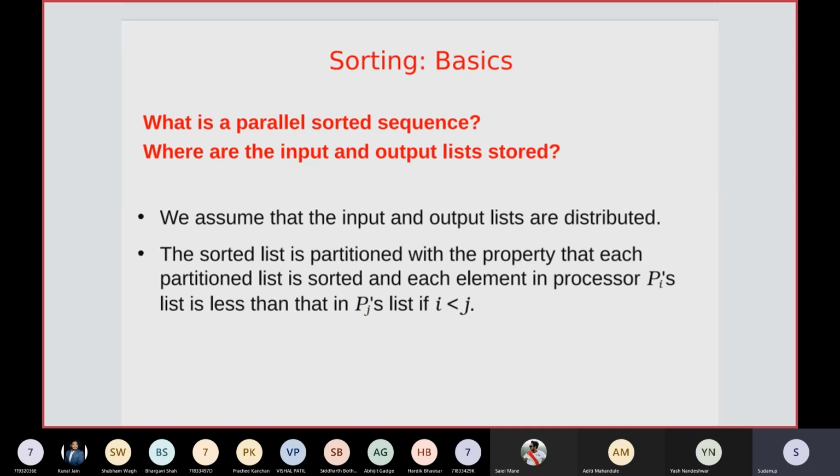Then we assume that the input and output lists are distributed. So the input and output list can be stored in the local memory of that processing element or processor, or it may be distributed over multiple machines which are connected over a network. In the parallel case, each machine has its own internal memory, so those sequences will be stored in its local memory.